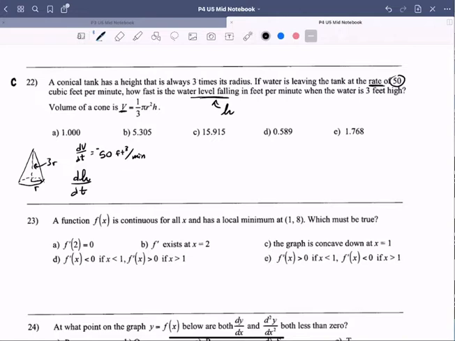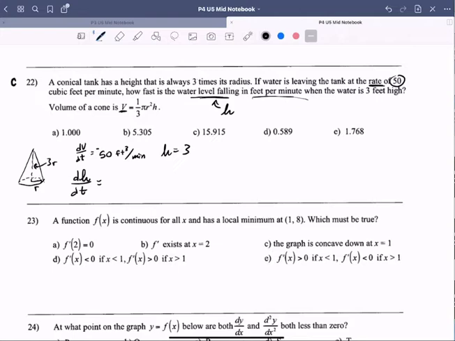Let me just finish reading. How fast is the water level falling in feet per minute when the water is 3 feet high? So h is currently 3, and your volume of the cone is there. Okay, all right, so look, we got decimal answers. That means most of the time we are going to be using a graphing calculator.